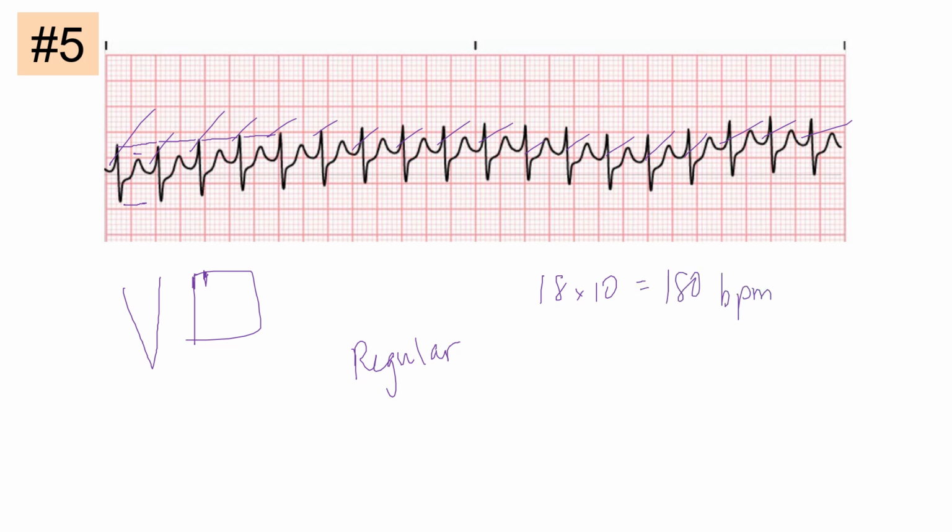Now let's see what the rhythm is. So there is a QRS. This is actually a T wave here. And we can't see the P wave in this image, but there is a P wave there. This is SVT, or supraventricular tachycardia. Okay, 180 beats per minute, regular SVT.